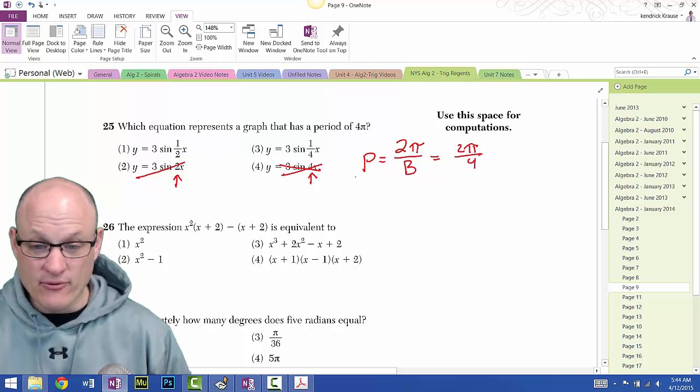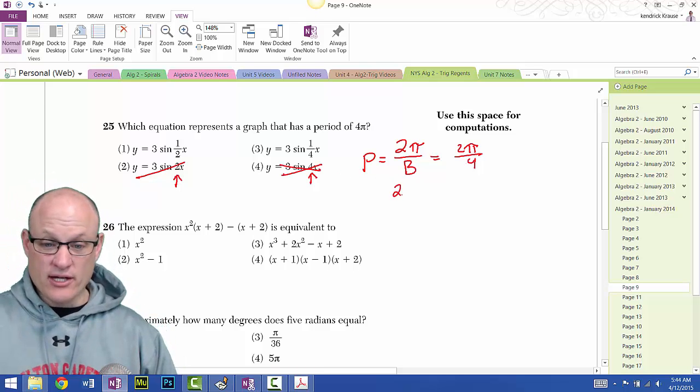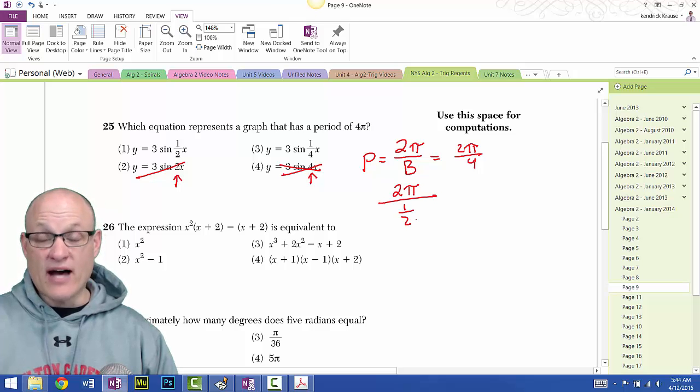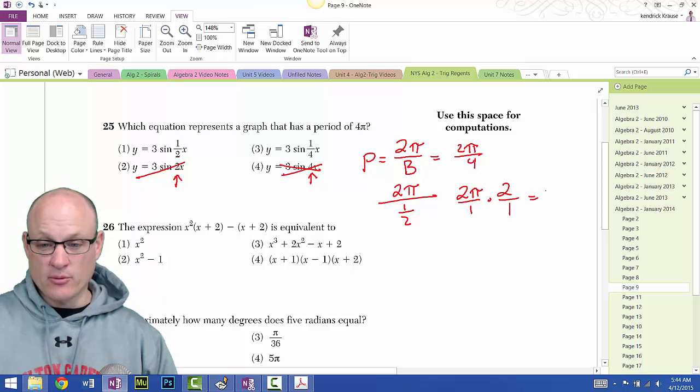So it's got to be one of these fraction ones. So let's try 2 pi over 1/2. When you divide by a fraction, what you're really doing is you're multiplying by the reciprocal, 2 over 1. So this gives me 4 pi, and there's my answer.